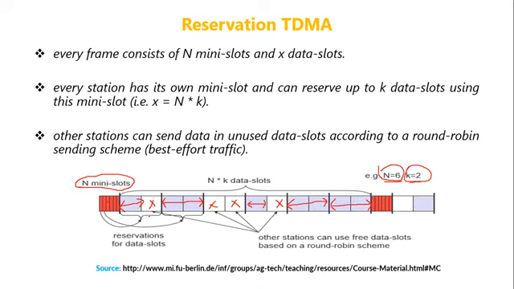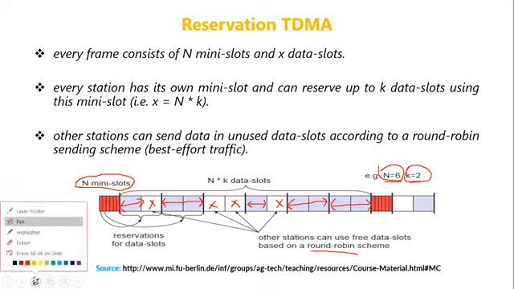And wherever there are free slots, other stations, those who have not reserved a time slot but want to use one now, can use the free slots in a round robin fashion. Whatever the free slots, they can be used by other stations, and when they are accessing, they should follow the round robin pattern. So this is the working methodology of reservation TDMA.